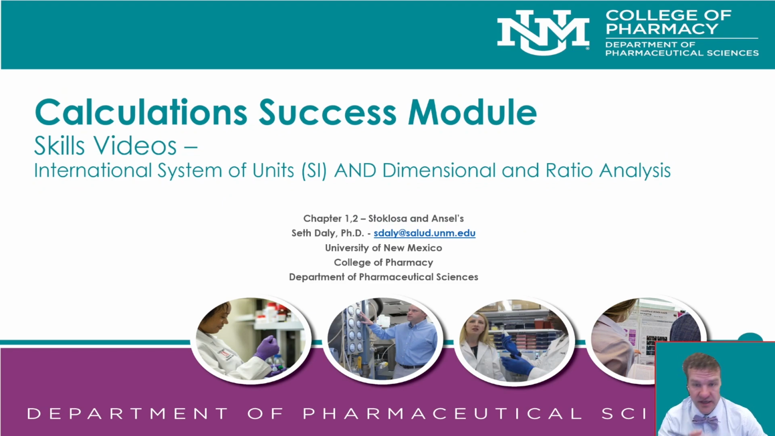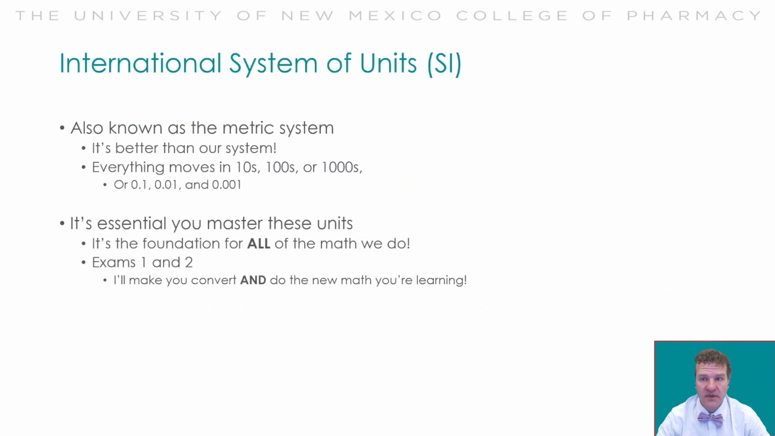We're going to start off talking about the metric system and using dimensional and ratio analysis. This information can be found in chapters 1 and 2 of Stoklosa and Ansell's pharmaceutical calculations. So if you want to go and check that out, it goes into more detail and there's lots of practice problems.